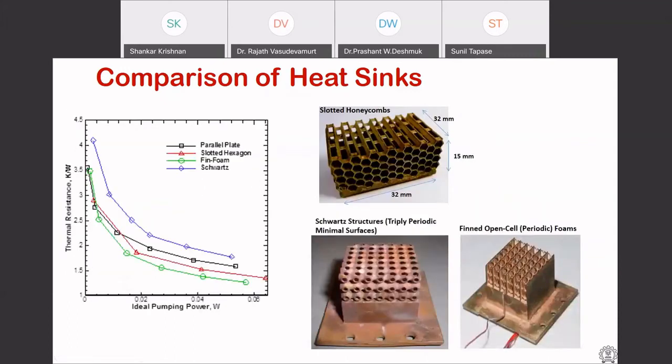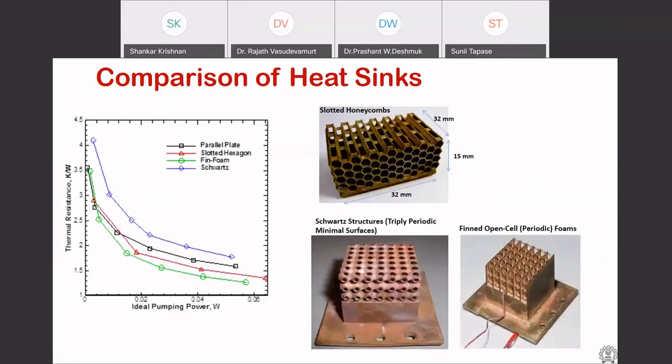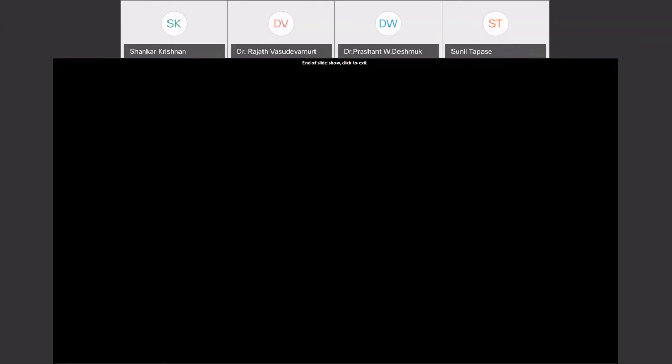I show it here. So you can see that this is the pumping power versus thermal resistance graph. The blue is the sustained flow oscillation. Parallel plate is shown here. Slotted honeycombs are here, and fin foams are here. And in fact, we have even shown that it is even better than what is shown here as well. So that's the summary of these advanced heat sink concepts that I thought I'd cover today.